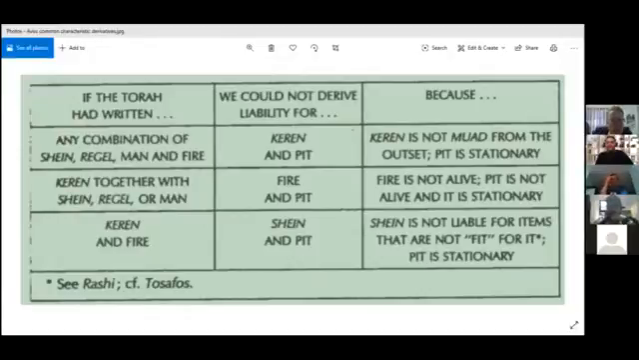Because pit is the only one that doesn't move. Yes, you read well. Pit doesn't move. It's a hole in the ground. Okay, so fine. If pit doesn't move, can you bring a case forward of the two combinations?